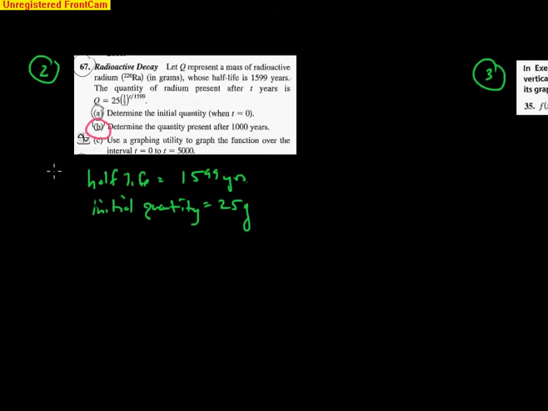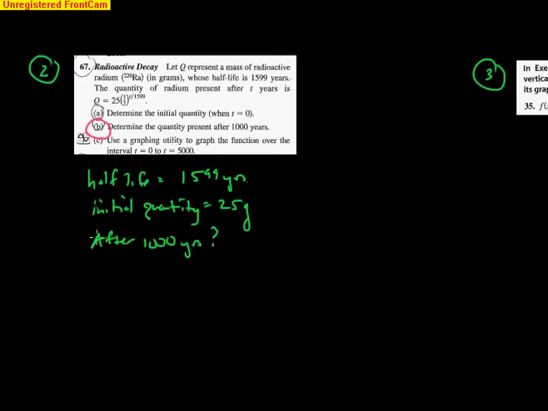2. Radioactive decay. Okay, so again, let's just talk about what I'm going to give you. Let Q represent a mass of radioactive radium whose half-life is 1599 years. So, half-life equals 1599 years. And then I'm going to give you the initial quantity, or the initial amount. The initial quantity is 25 grams. And I want to know this part B. Determine the quantity present after 1,000 years. After 1,000 years. That's what I want.